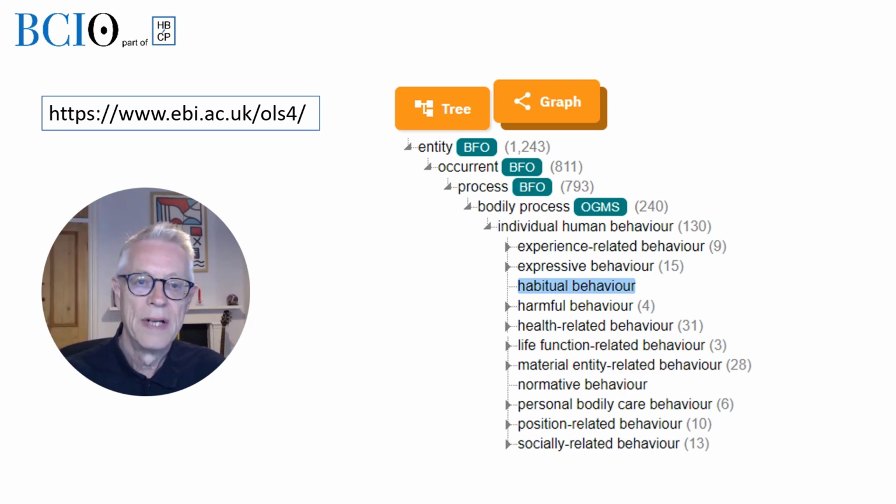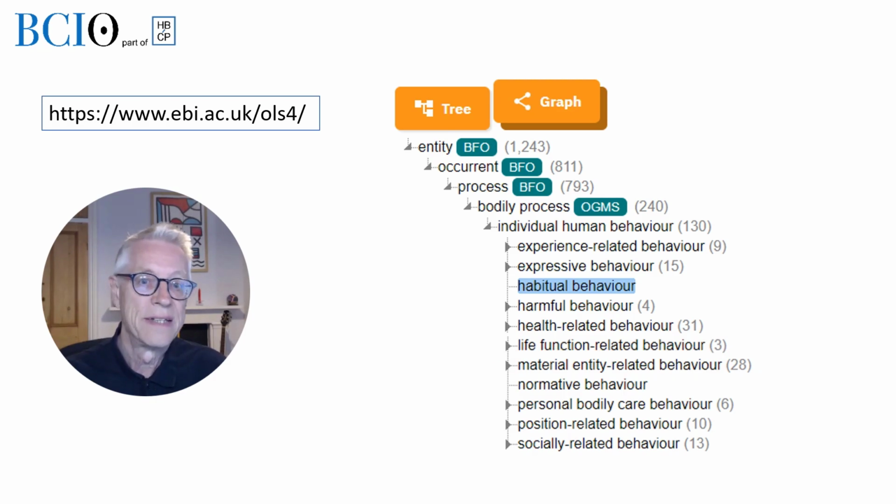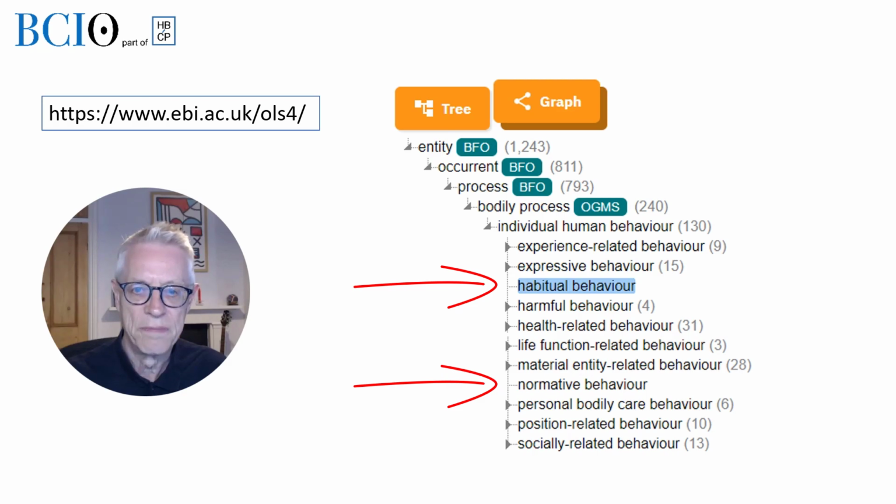For example, tobacco use behaviour comes under material entity related behaviour because it necessarily involves using a product, in this case a tobacco product. In fact, all consumption behaviours and substance use behaviours come under this very broad category. You'll see that there are 2 classes that don't have subclasses, and these are habitual behaviour and normative behaviour.